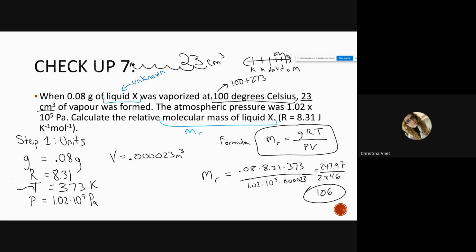Did you get 106? Anybody confused? Are we okay with this? This is your time to ask if you did get confused somewhere. I multiplied all the numbers at the top. I multiplied all the numbers at the bottom. And then I divided those two answers.